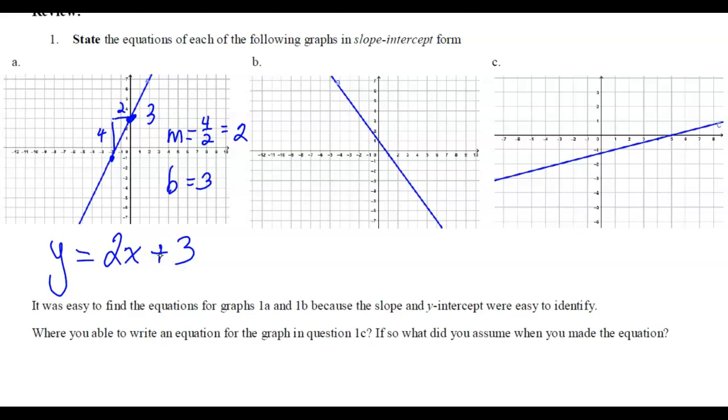Now you have the equation. Now you can find any point on that line, even beyond the grid. Okay, do the same for the next one. The y-intercept looks like it's at a nice number. Choose another point, find the slope.